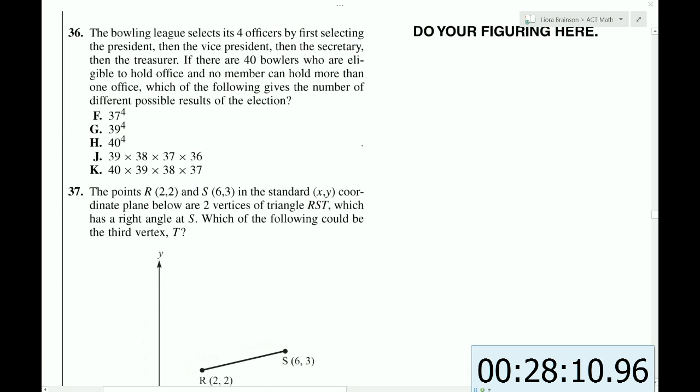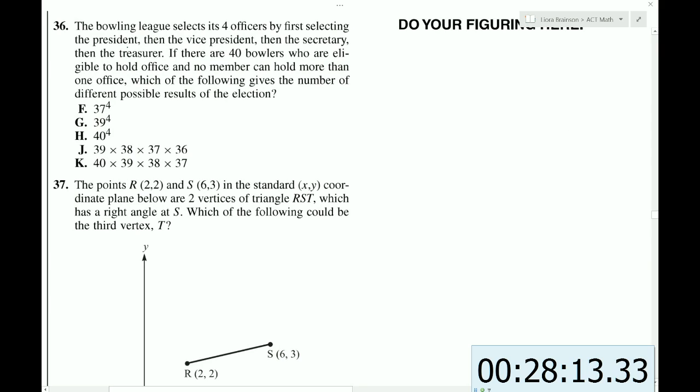Right. The bowling league president selects its 4 officers by selecting first the president, vice president, secretary, and the treasurer. If there are 40 bowlers who are eligible, and no member can hold more than one office, which of the following gives the number of different possible results?